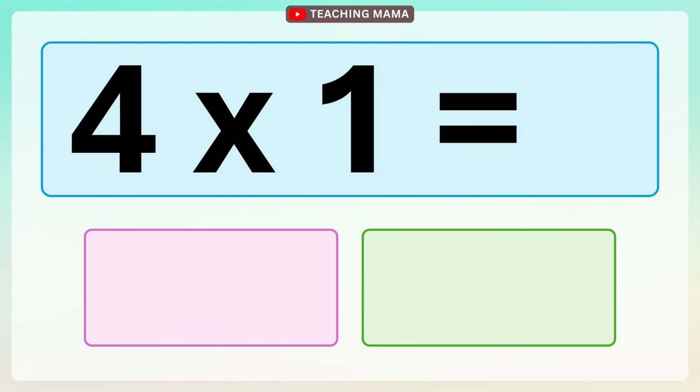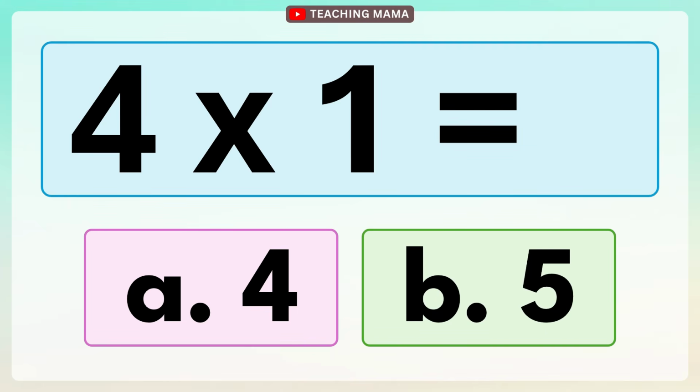Four times 1 equals A. 4 B. 5. What is the answer? A. 4.